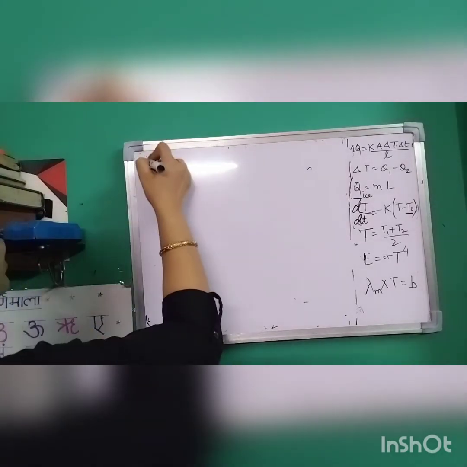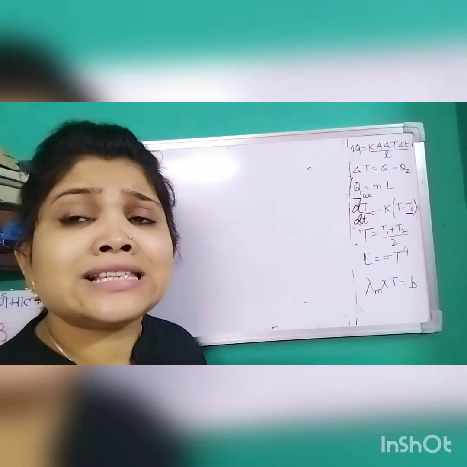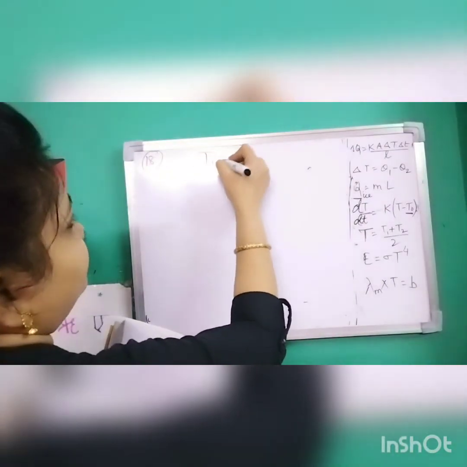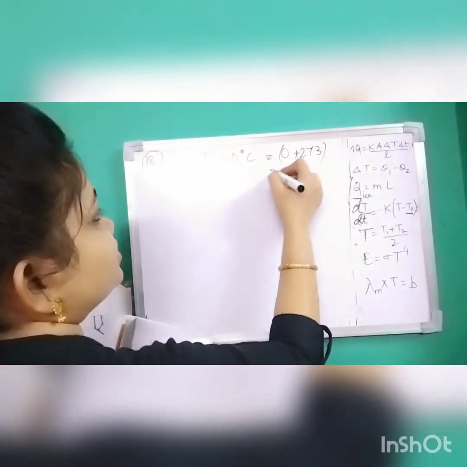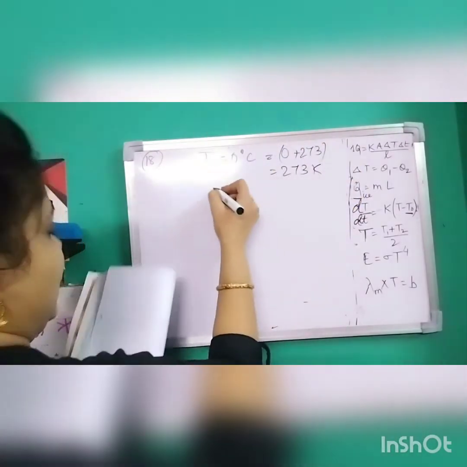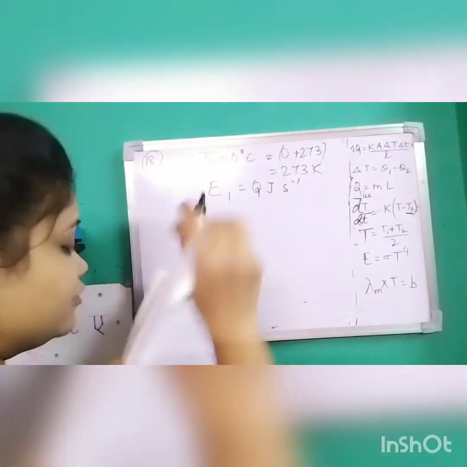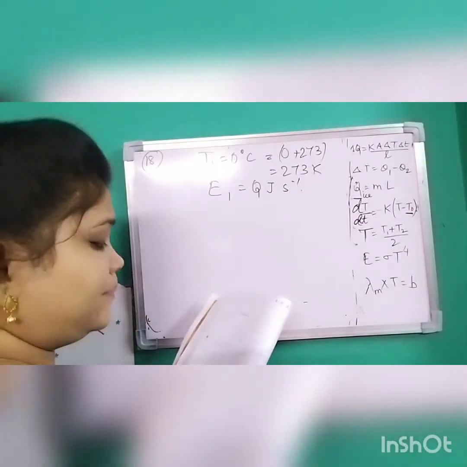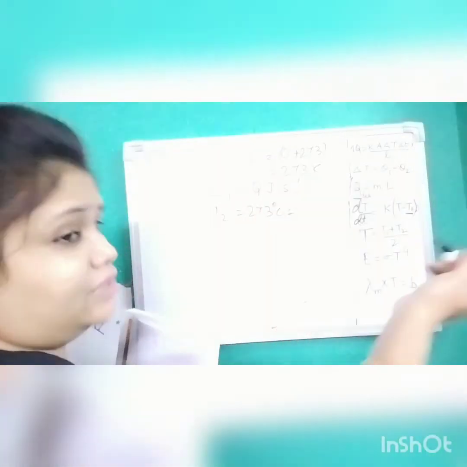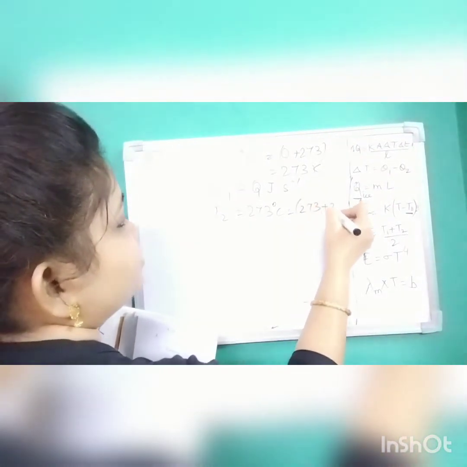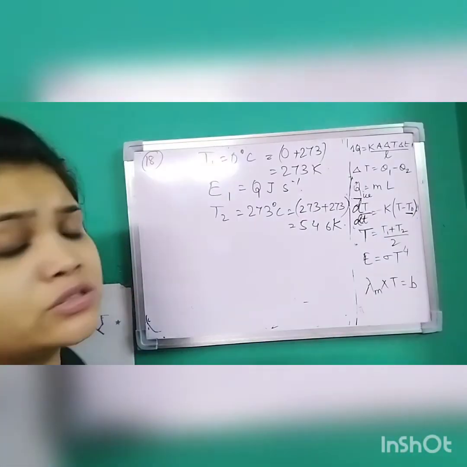In sum number 18, it's given the rate of radiation from a black body at 0 degrees centigrade. That means T1 is given as 0 degrees centigrade. Convert it into Kelvin: 0 plus 273, which is 273 Kelvin. The heat E1 is given as Q joules per second. Find the rate of radiation by the same black body at 273 degrees centigrade. That means T2 is given as 273 degrees centigrade. Obviously convert it into Kelvin: 273 plus 273, which is equal to 546 Kelvin. So two temperatures are given.